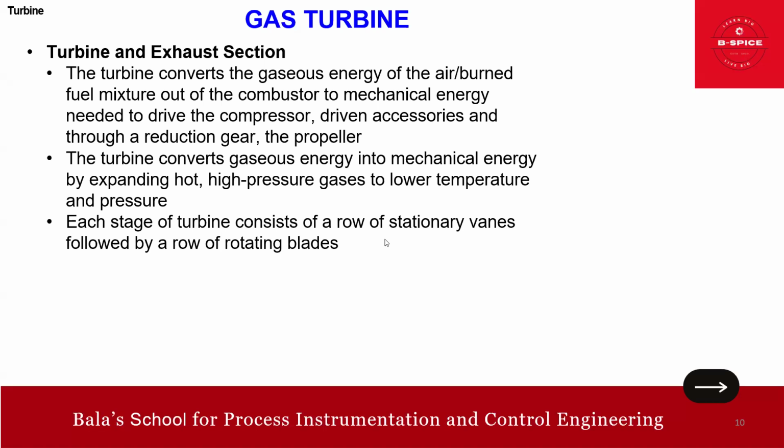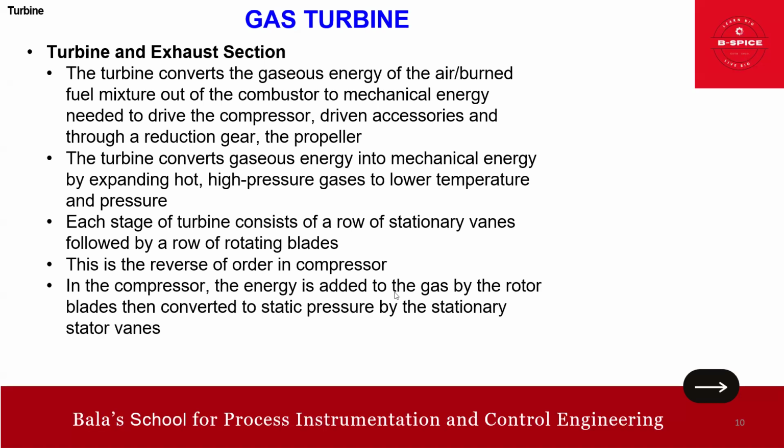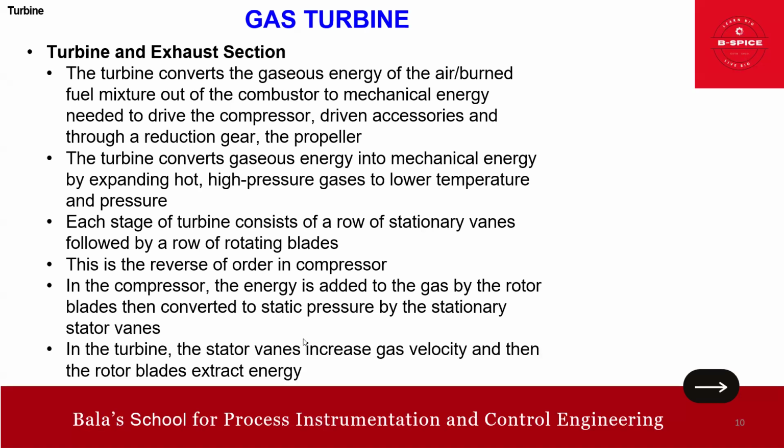Each stage of the turbine consists of a row of stationary vanes followed by a row of rotary blades. This is also a point to note. So this is basically a reverse order of the compressor. What is that reverse order? You see here, in the compressor, energy is added to the gas by the rotor blade, then converted to static pressure by the stationary stator vanes. In the turbine, the stator vanes increase the gas velocity and then the rotor blade extracts energy. This is a bit of a confusion, but you have to remember this.